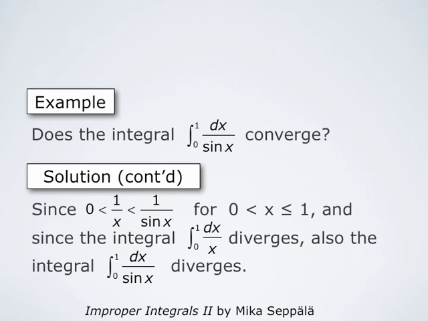And now this suffices because we know that this improper integral from 0 to 1 dx divided by x is one of the basic types of improper integrals. And we do know that it diverges. And we can conclude by the comparison theorem that also the integral from 0 to 1 dx divided by sine of x diverges.